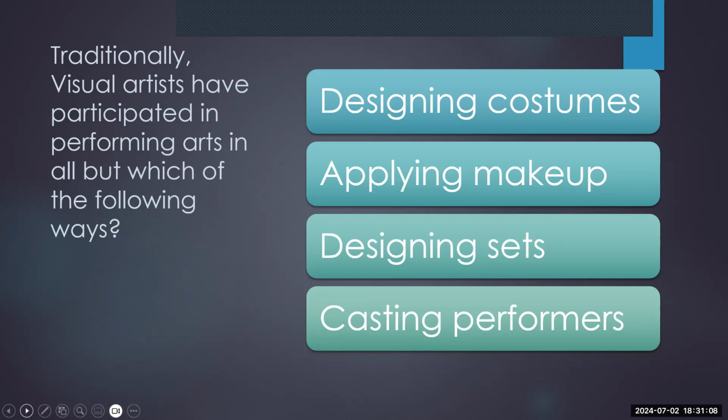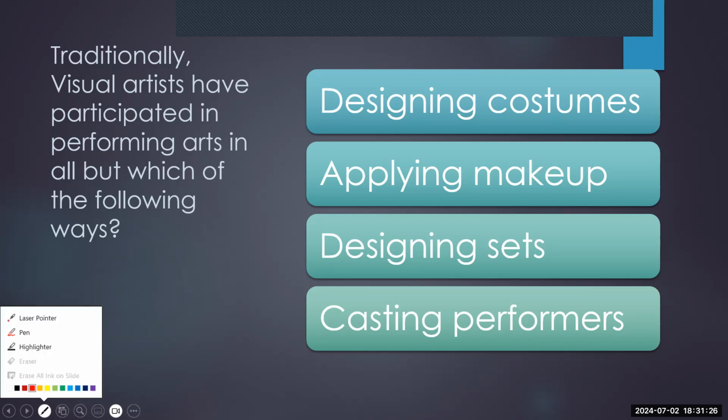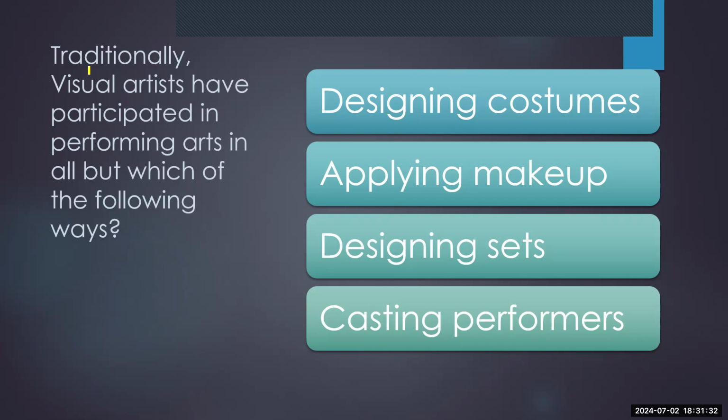All right, so let's get into some questions. That way we can practice putting some of this into effect. Traditionally, visual artists have participated in performing arts in all but which of the following ways? All right, so what do we need to highlight, guys? I would highlight this visual artist because we know that might be important. And then I would definitely also highlight this "all but" because that's going to tell us we're looking for the one that's excluded, the one that's not true.